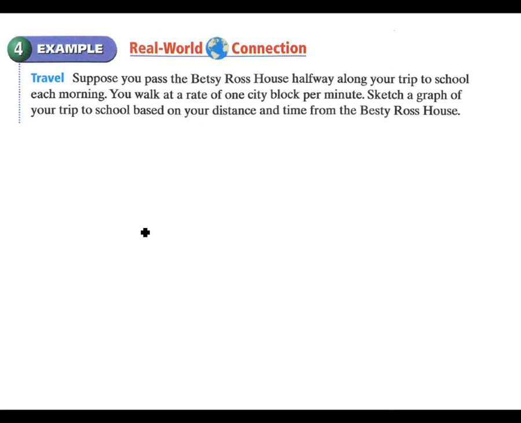All right, real world example. Suppose you pass the Betsy Ross house halfway along your trip to school. We're going to do a little graph here. And we walk one city block every minute. Sketch a graph of your trip to school based on your distance and time from the Betsy Ross house. So there's a definite typo, but all right, the Betsy Ross house is our origin here, and so we've got distance and time going along here.